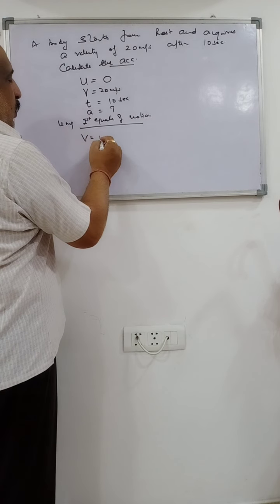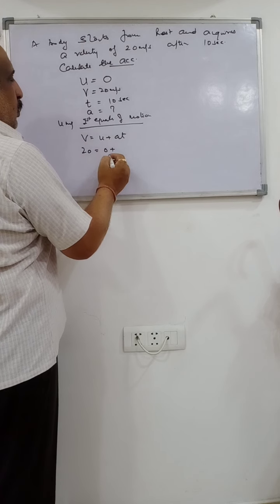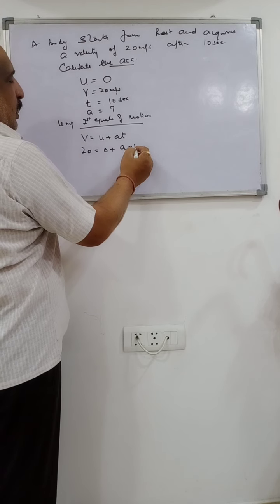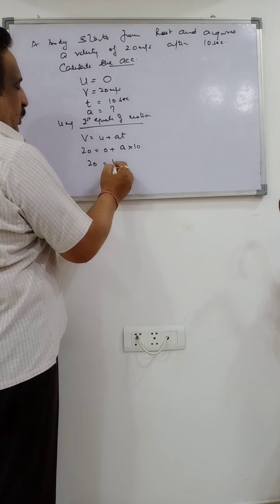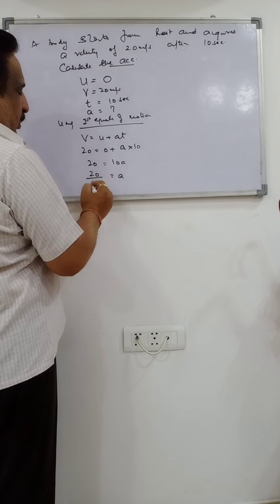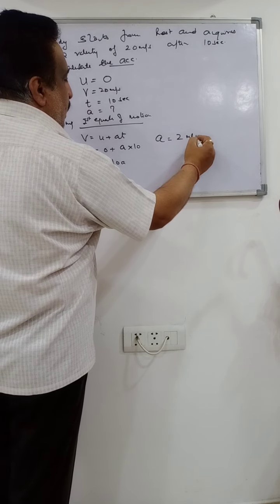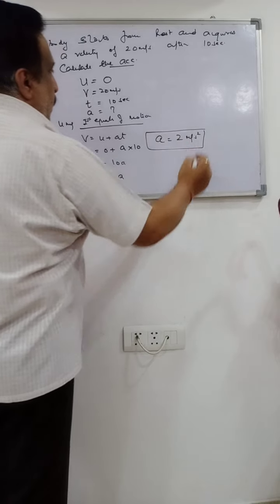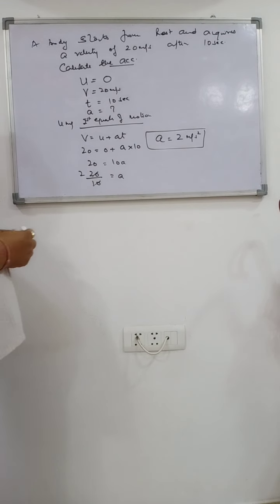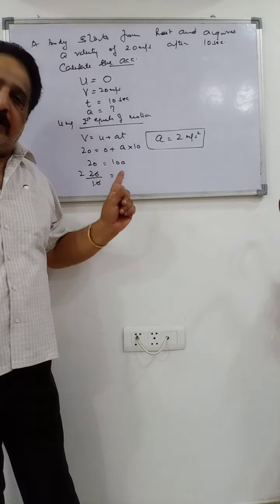V is equal to U plus AT. 20 is equal to 0 plus A into 10. So 20 is equal to 10A, or A is equal to 20 by 10. So what is the answer? A is equal to 2 meter per second square. So that means the acceleration is 2 meter per second square.